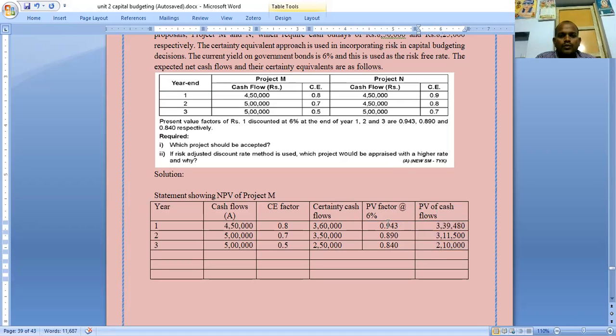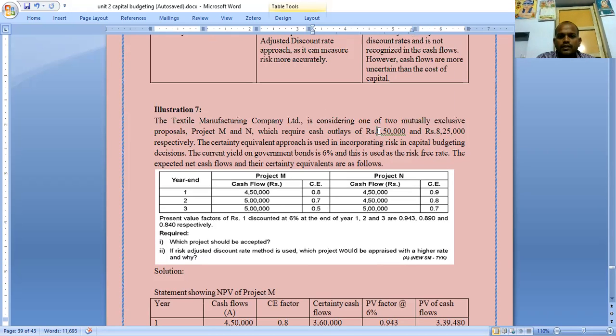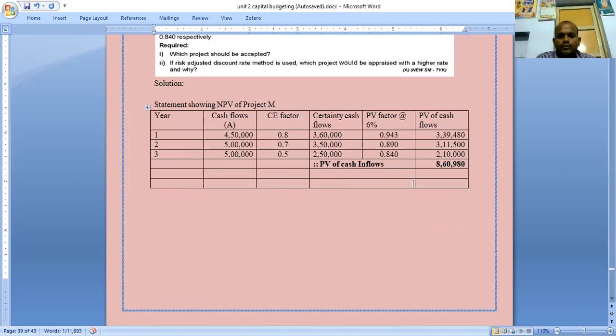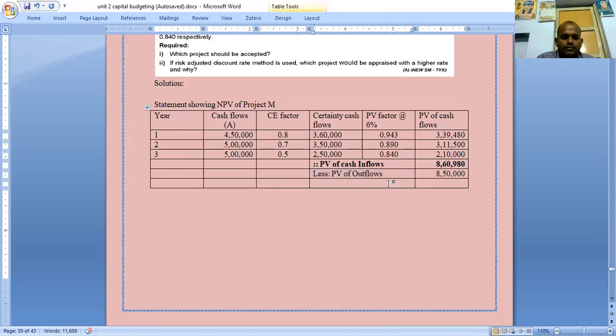Therefore, total PV of cash inflows comes around 8 lakhs 60,960, less PV of outflows. Outflows are 8,50,000 for project M. So less PV of outflows 8,50,000. So therefore NPV is 10,980.